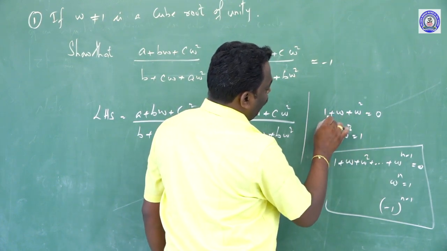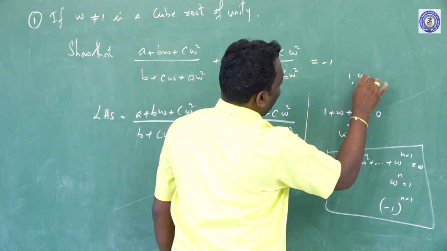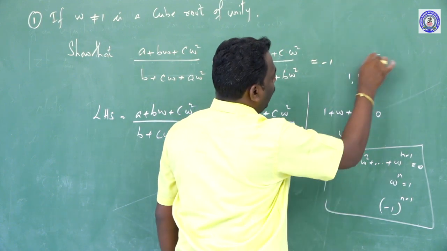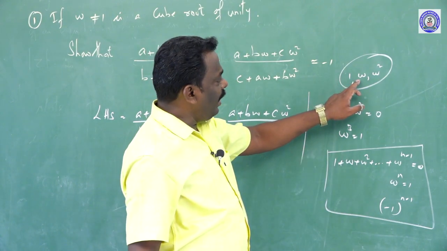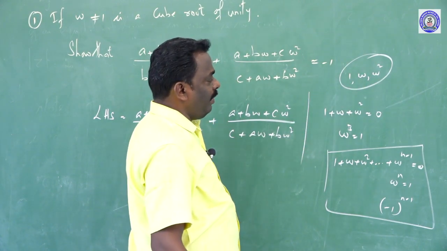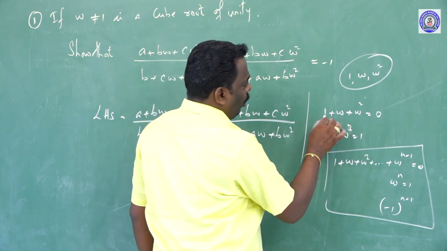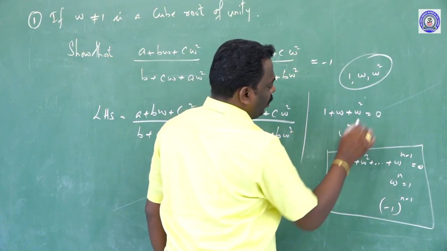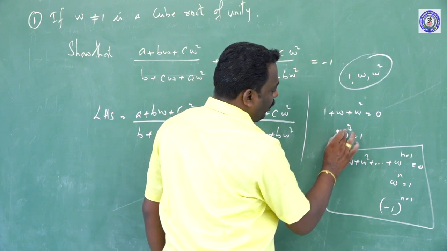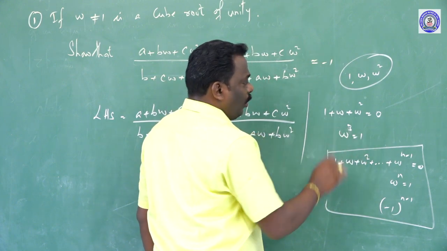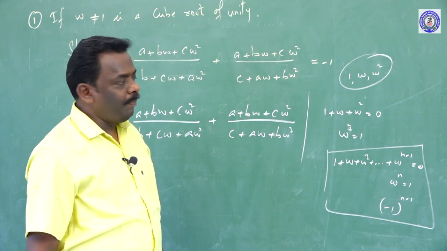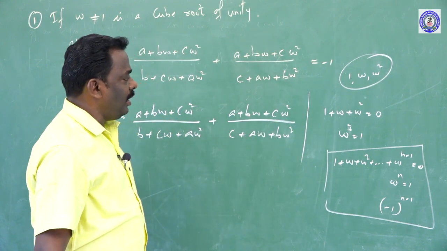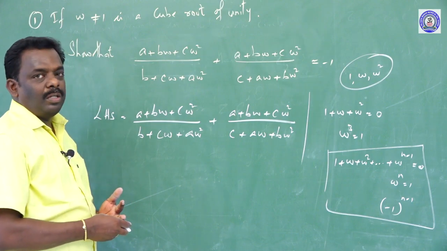Therefore the roots are defined by 1, ω, ω². So there are 3 roots of unity. The sum of the roots 1 + ω + ω² equals 0 and ω³ equals 1, this is called the cube root of unity. Some basic formulas. So now using these formulas, we just have to solve the sum.